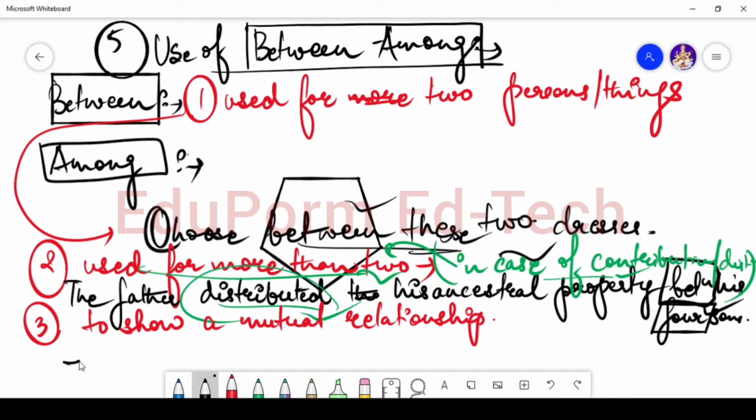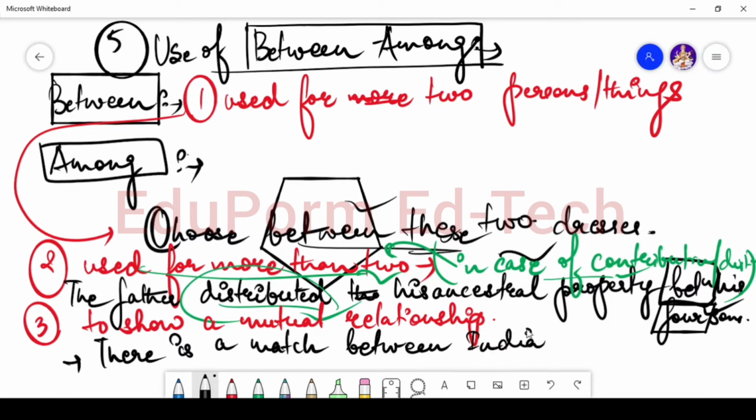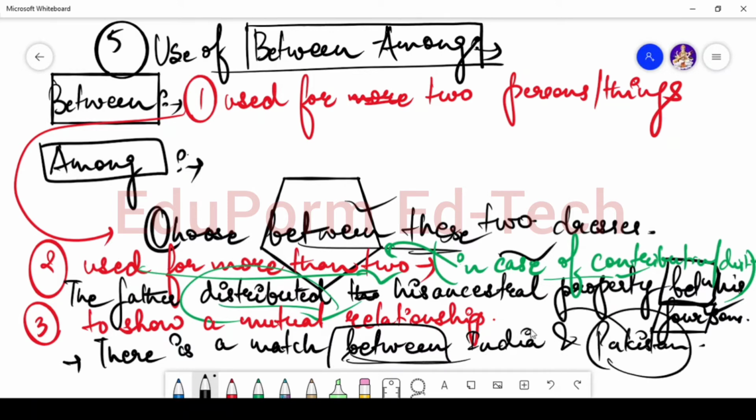Now let's see, for example, if I say there is a match between India and Pakistan. Again, if you see, this is showing a mutual relationship between these two countries. Okay? So these are three different scenarios where the use of between is permissible.